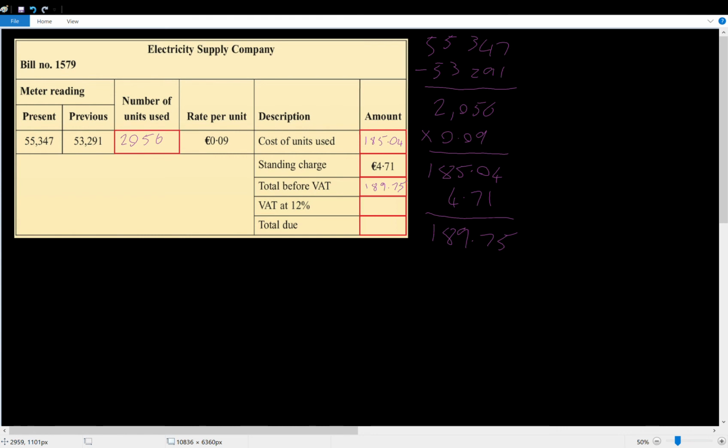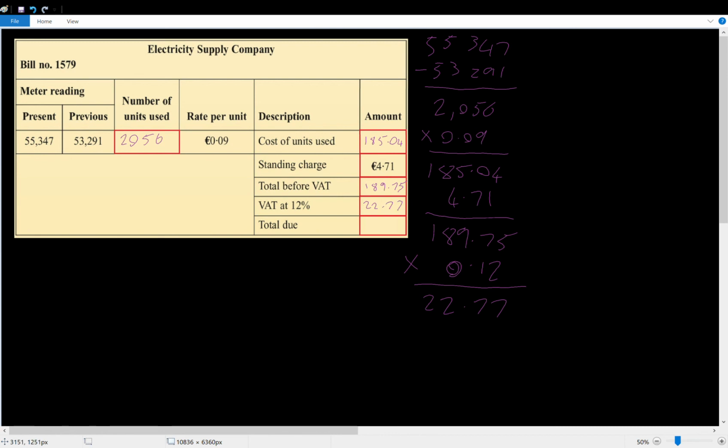It's 189.75. Okay. Our next bit is VAT, which is charged at 12%. So we need to find 12% of 189.75. Well, the way we do that is we're going to multiply 189.75 by 0.12. And that will give us 12% of it. If we do that out, we're going to get 22.77, so €22.77. So that is how much our VAT is going to be on this.